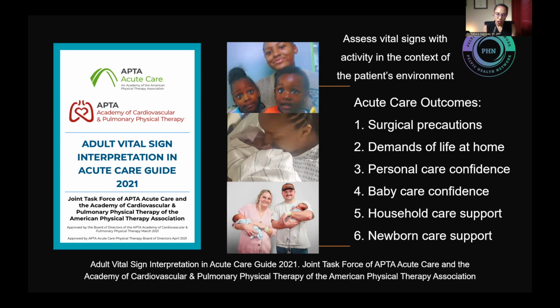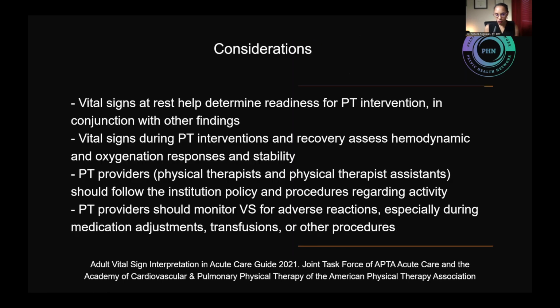It's important that you measure that person's norms against themselves, and you take into consideration their surgical precautions, the demands of their life at home, their personal care, and the confidence that they have doing all those things that they need to do to care for themselves, the confidence that they have with caring for their baby, the support that they have with taking care of their household, and the support that they have also with caring for their baby. And so, the considerations for the adult vital sign interpretation.